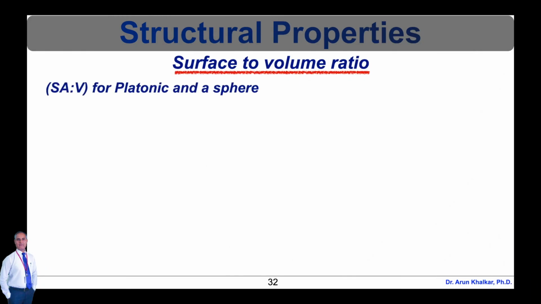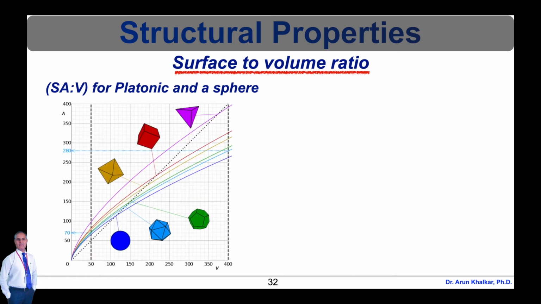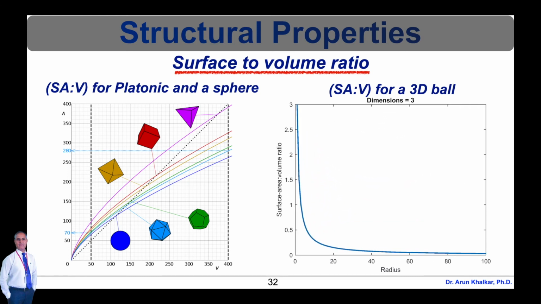For the surface to volume ratio, here are graphs of surface area A against volume V of the platonic solids and a sphere, showing that the surface area decreases for rounder shapes and the surface area to volume ratio decreases with increasing volume. Their intercepts with the dashed lines show that when the volume increases 8 times, that is 2 raised to 3, the surface area increases 4 times, that is 2 raised to 2. The plot of the surface area to volume ratio SA to V for a 3-dimensional ball shows the ratio declining inversely as the radius of the ball increases.